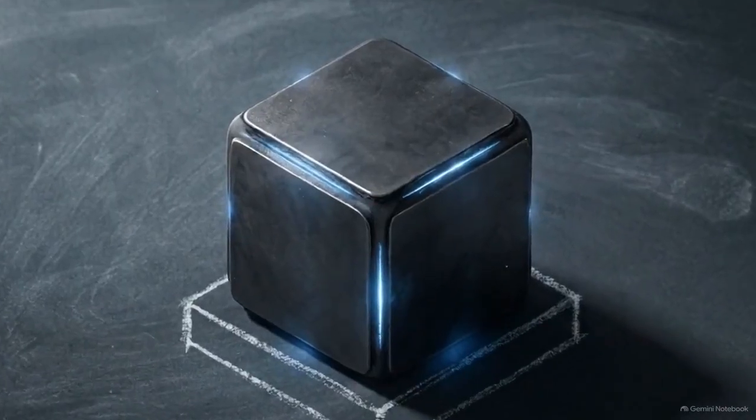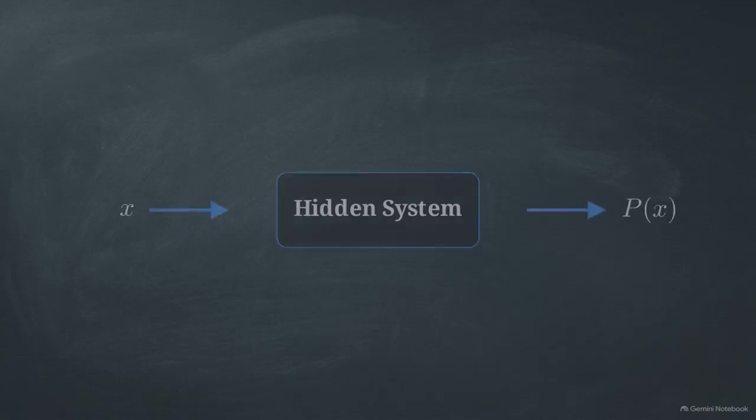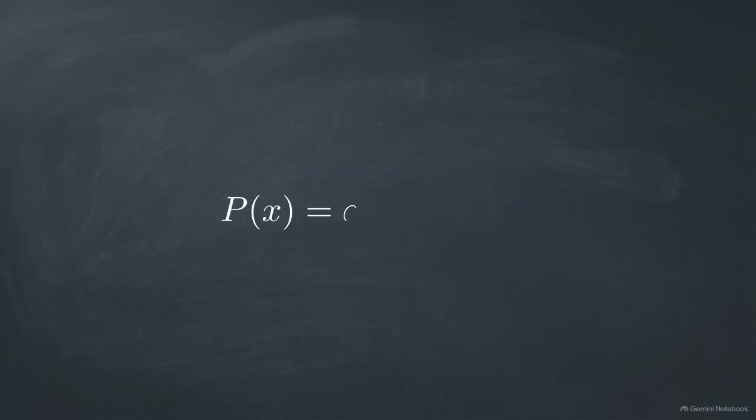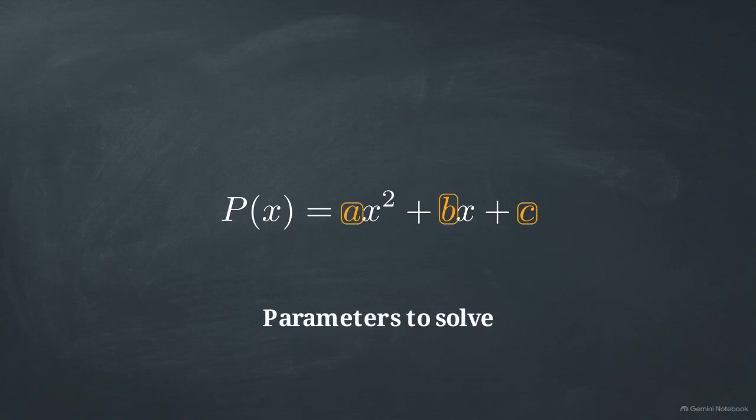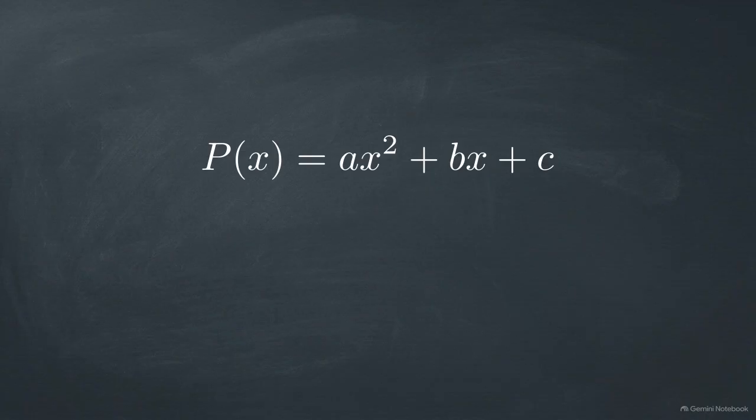We can observe the inputs and the outputs, but the algorithm remains hidden. We define this hidden system as a quadratic model, ax squared plus bx plus c, where the coefficients a, b, and c are the parameters we need to solve. To reverse engineer this system, we use the remainder theorem. The output data provides our first constraint.